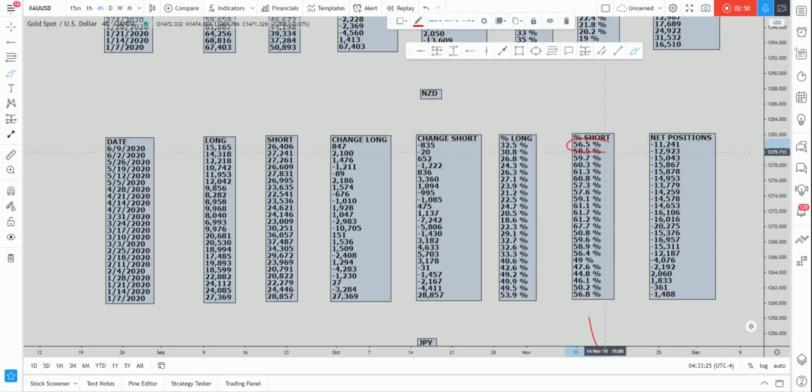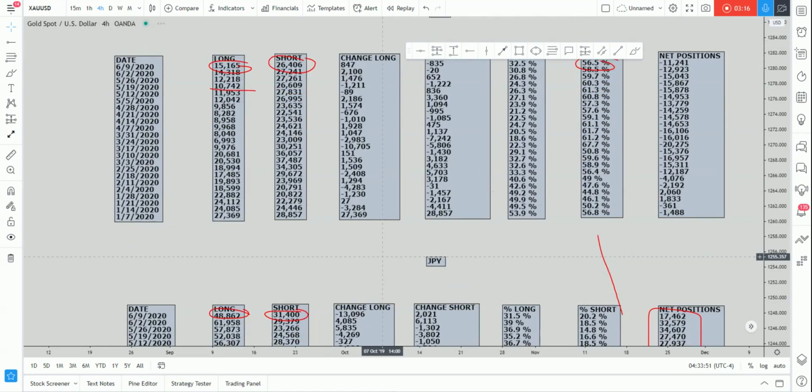And currently we have a 56.5% short exposure and 32.5% long exposure. So still way more shorts than longs. However, longs have been increasing from 10K to 15K, while shorts more or less have remained the same. So shorts remain the same. What changed is the longs, which are getting increased. Keep in mind this concept because it's very important. So shorts the same, longs are getting increased.